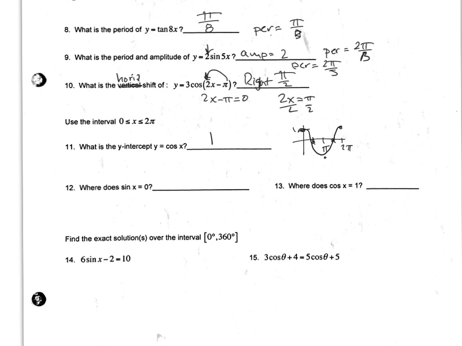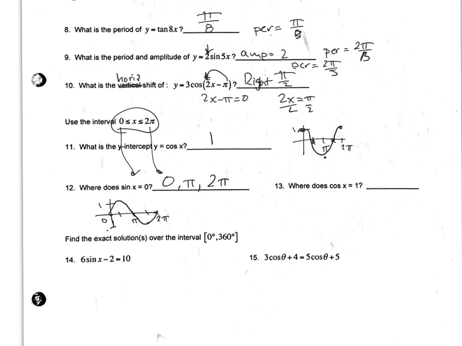Where does the sine equal 0? Just as a reminder, your sine graph has a 0 in the beginning, middle, and end, and then it has a maximum before it has a minimum. So the sine is equal to 0 at 0, pi, and 2 pi. That is because if you look at the interval, 0 would be included and 2 pi would be included.